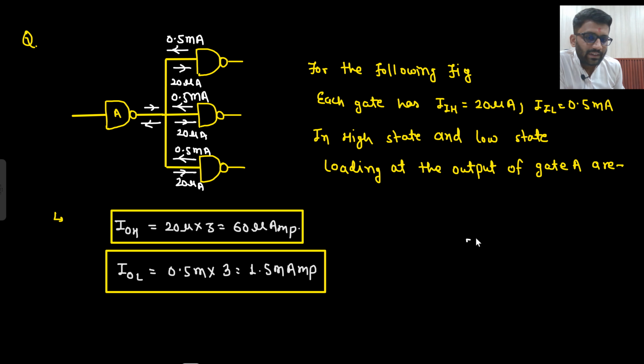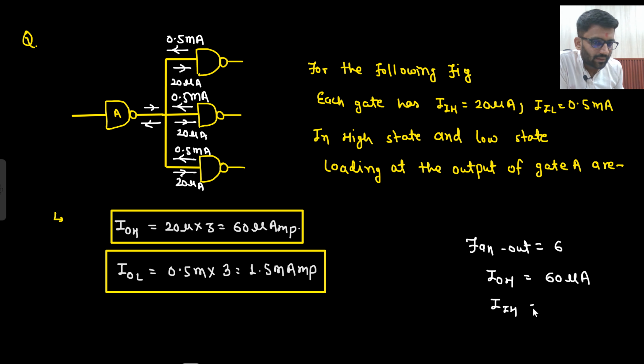And what if I say that the fan out of a logic gate is 6 and the maximum current in high state it delivers is 60 microampere? Then what will be the current it can take in high state? 60 by 6, 10 microampere. Or you can see that this is my logic gate X, and at the output I am connecting logic gate X only. Here also this is logic gate X, and at the output I am connecting logic gate X only. So this will deliver 60 microampere current, and fan out is 6, that means I can connect 6. So each can take 10, 10, 10, 10. Okay. So in that manner also you can think.